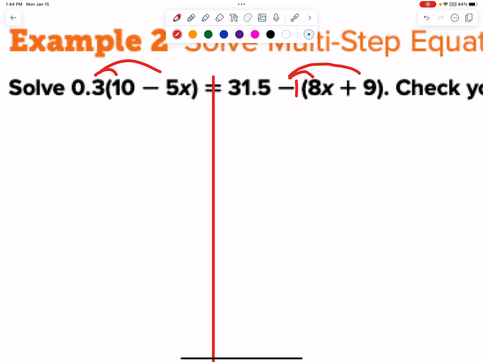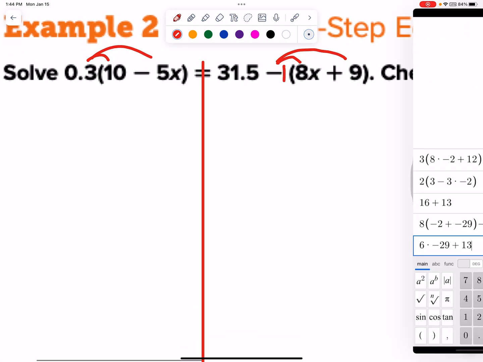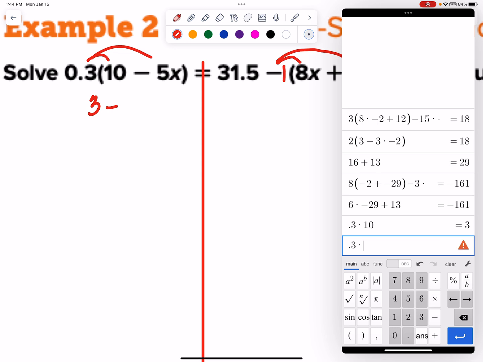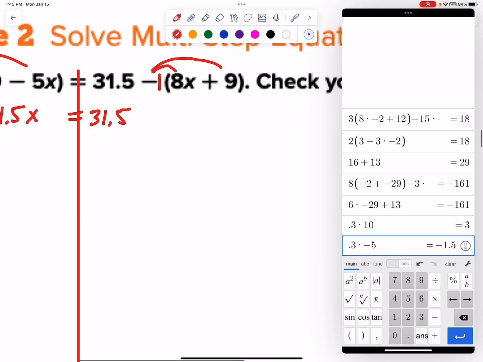Okay. All right, let's go ahead and crank this out. I would definitely use your calculator when you're dealing with the fractions and decimals, just so you don't mess up. So 0.3 times 10, even though it's a nice easy one. So we have 3 minus, so we have 0.3 times negative 5 is negative 1.5. Okay. And then we have our 31.5 comes down, and then all we're doing is distributing the negative. So we have a negative 8x minus 9.